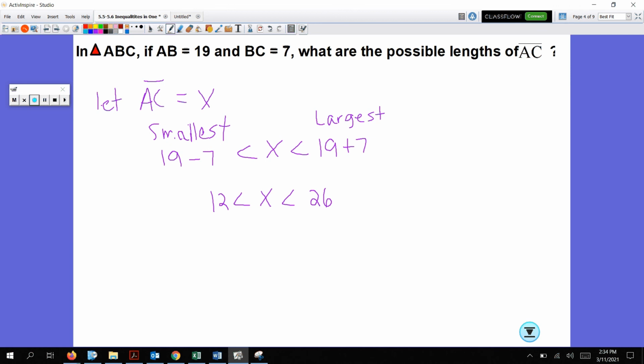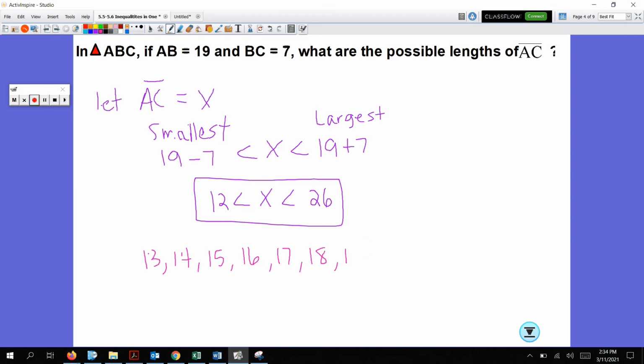So if we were to talk about this, really what I'm saying here, x must be bigger than 12 and x must be smaller than 26. So if we were to say what are the possible sides, I could list them all out for you. I'm totally fine with this inequality here, but if I list them all out, if x must be bigger than 12, so 13 is a possible third side, 14, 15, 16, 17, 18, 19, 20, 21, 22, 23, 24, whew, and 25. I thought I was going to run out of room.